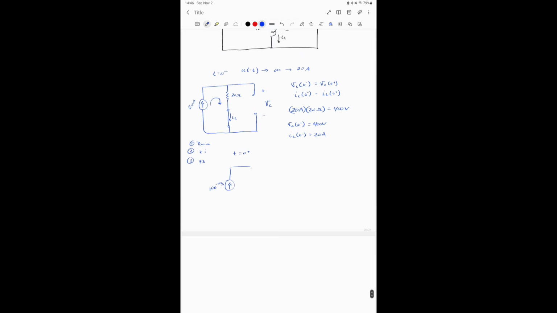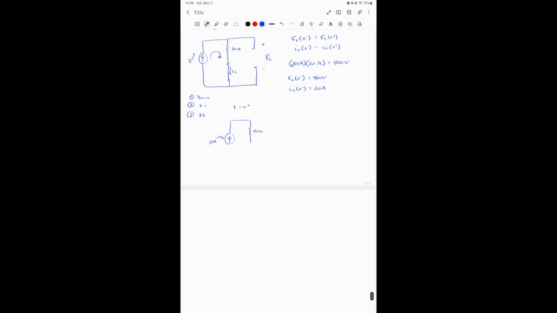And then this branch is going to remain unchanged at this point, 20 ohms. And now at time t equals 0 plus, I can write this down: inductor acts like a current source, and capacitor acts like a voltage source.